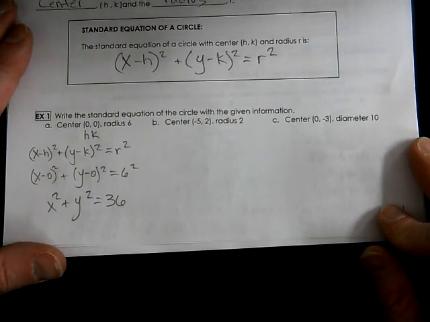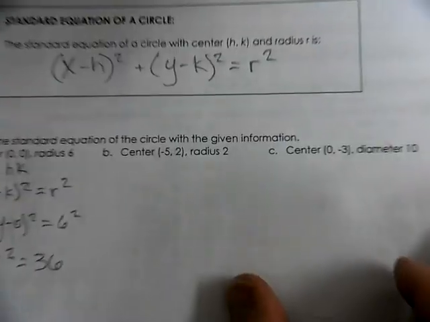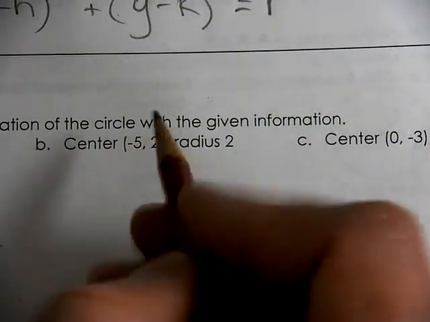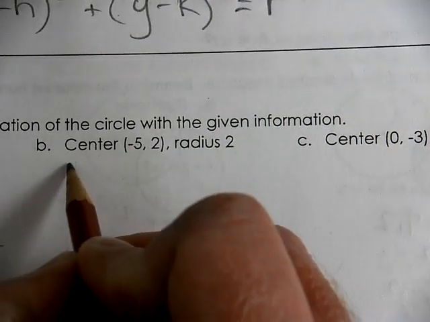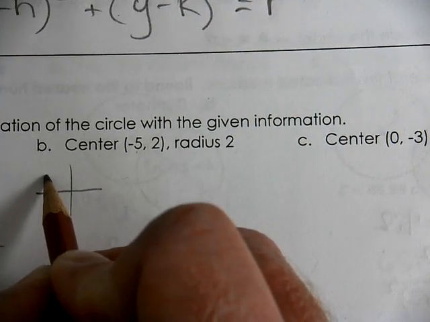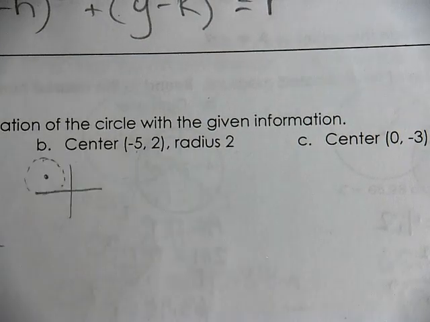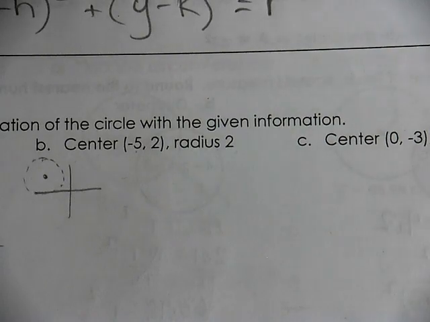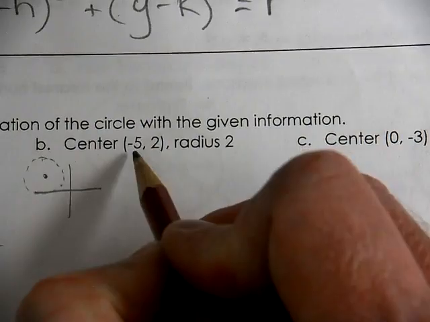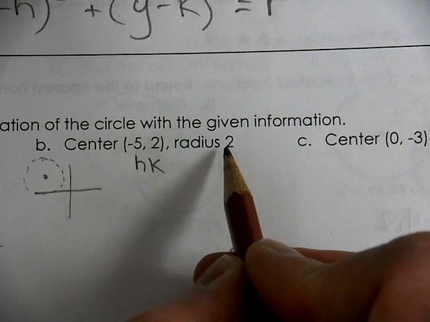So now we're back to the notes. Here's another one. We have a center at negative 5, 2. So if you think about your graph, you're going to be at negative 5, positive 2, with a radius of 2. So you're talking about a circle that would look something like that. What is the equation of this circle? Well, we have our h and k, and our radius of 2.